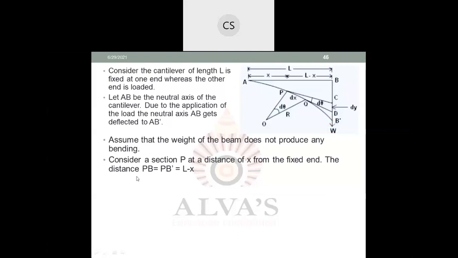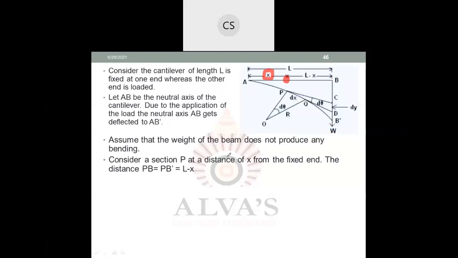So now what we will do is, let us consider a section in the beam. Consider a section P at a distance x. Let us say at this point, that is P. So that is from the fixed end. What is the distance? The distance is x.